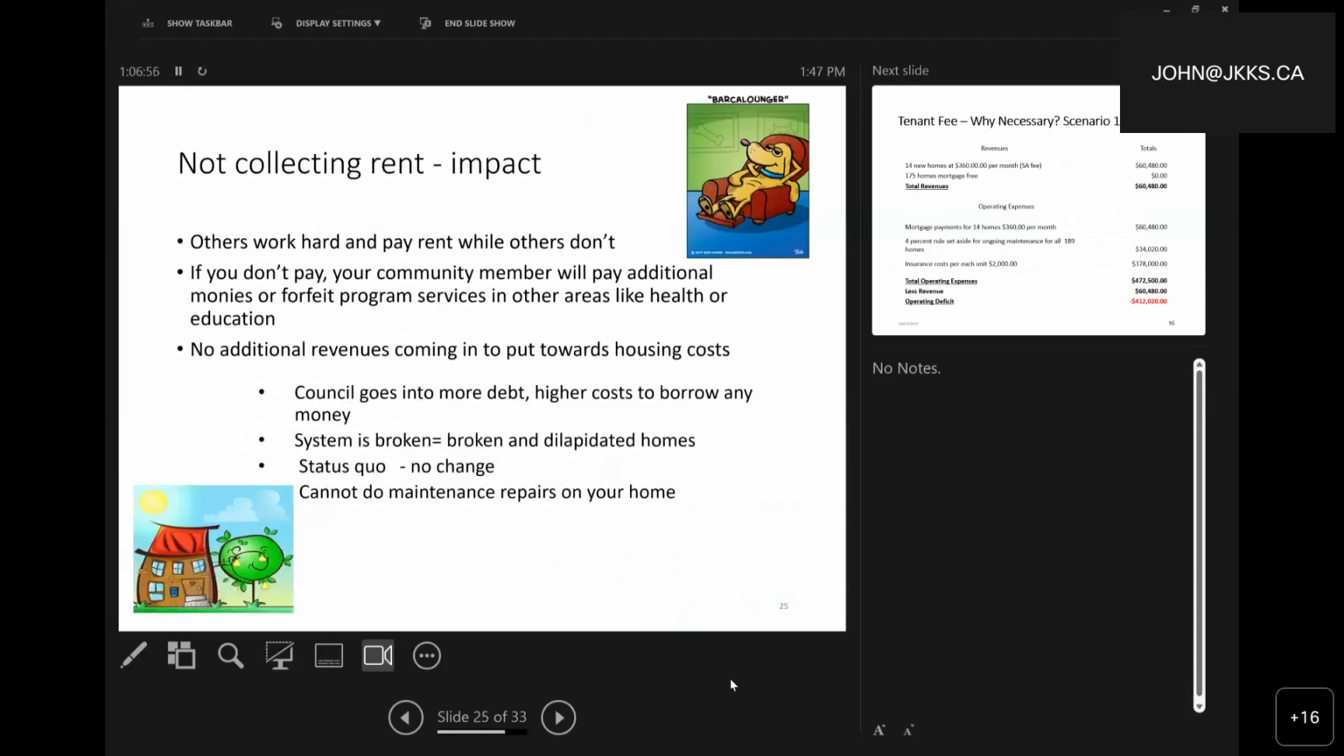So not collecting rent, what's the impact? Well, we know that those that are working hard pay the rent and others don't. So you have this contradiction occurring in the community. Some are paying their rent and others don't. Well, why don't they pay?